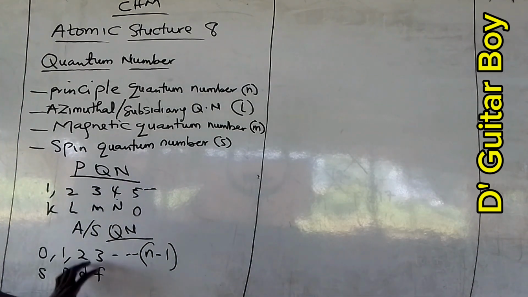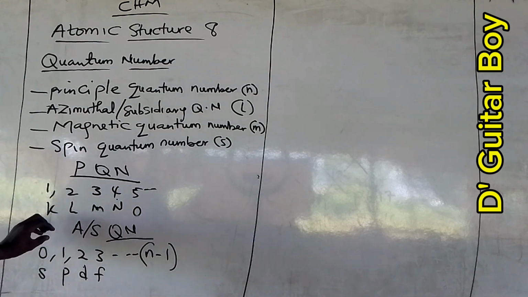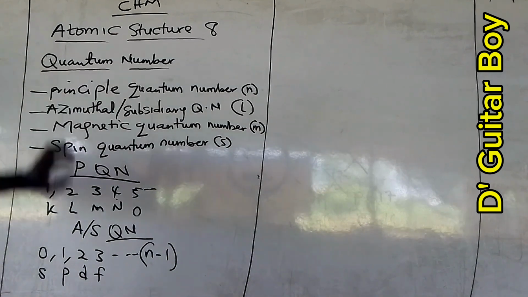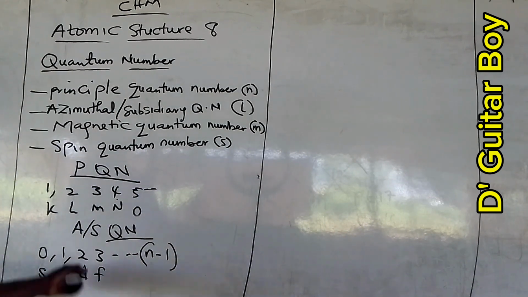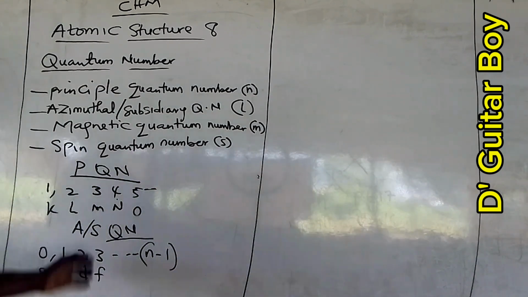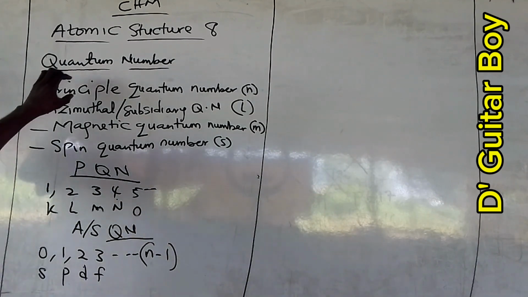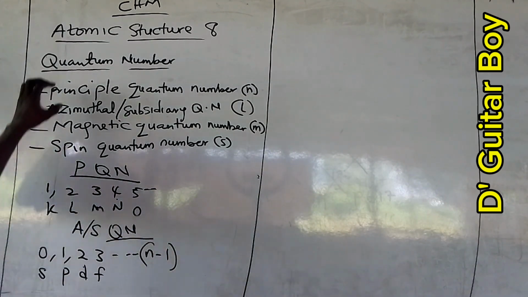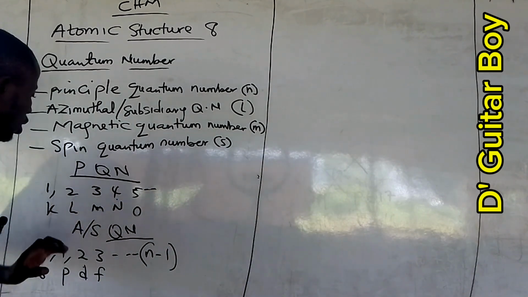All these ones are sub-energy levels, or what we call orbitals: S orbital, P orbital, D orbital, F orbital. So they are sub-energy levels. This one is the energy level, and these are sub-energy levels, which means they are found inside the energy level.